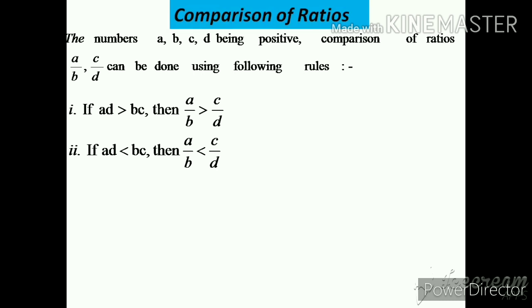Second one, if ad is less than, smaller than bc, then a upon b is less than c upon d. So the first fraction is smaller than the second one. Third one, if ad equals bc, means both the values are equal, then a upon b equals c upon d. These are the three rules, children, we have to keep in mind while comparing ratios.